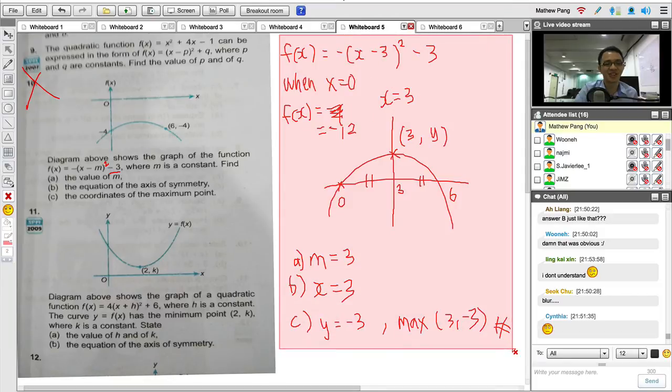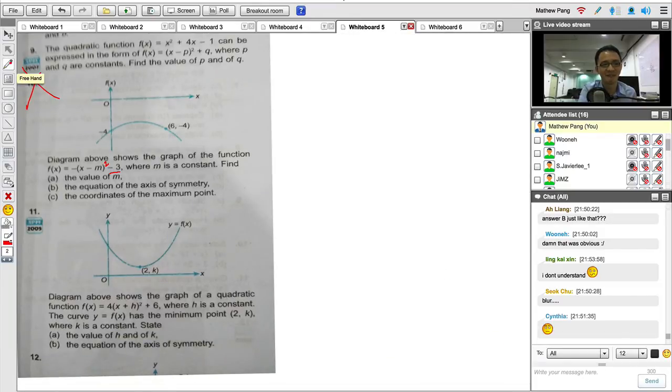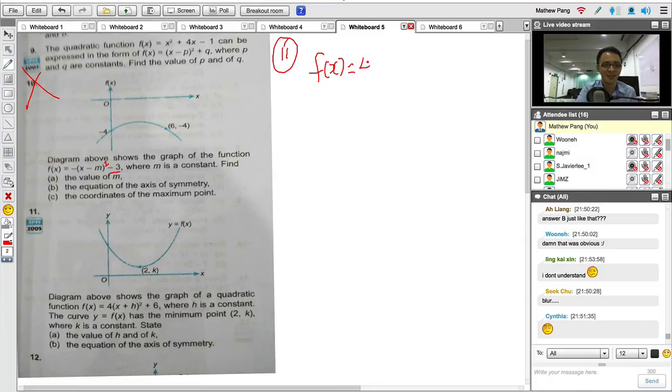For this question, maybe after I try it, I'll post my findings on the Facebook page. Let's have a look at question 11. For question 11, I hope it has no mistake. This is y equals 4, this is (x plus h) squared plus 6. We have this diagram, and the diagram gives us 2. So if the minimum point here is 2, do we say the minimum is 2?